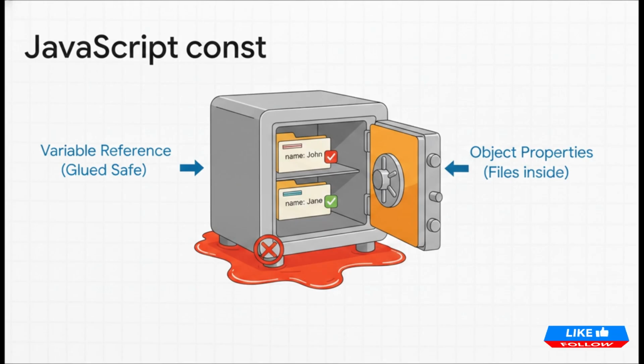But, and this is a massive, massive but, it completely allows mutation of the object's internal properties. You can absolutely write user.name equals Jane and JavaScript will happily allow it. You haven't locked the safe at all, you've just superglued the safe to the floor, so it can't be moved, but the door is still wide open for literally anyone to reach in and change the contents.